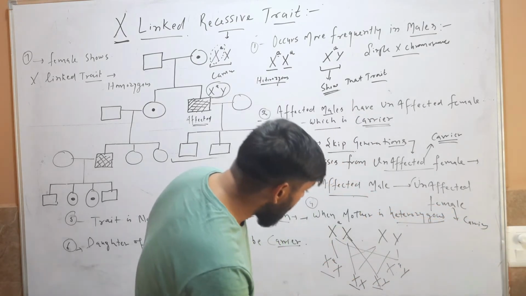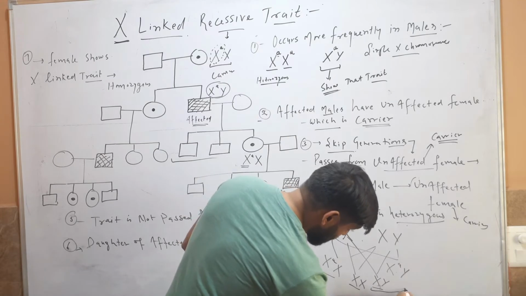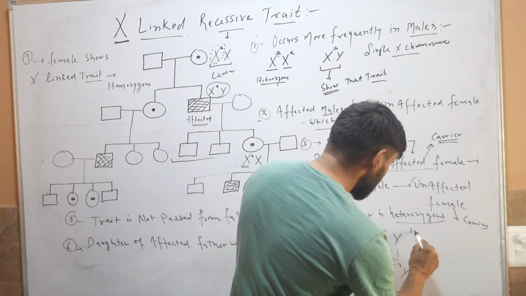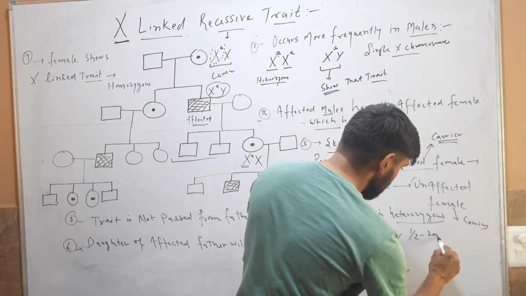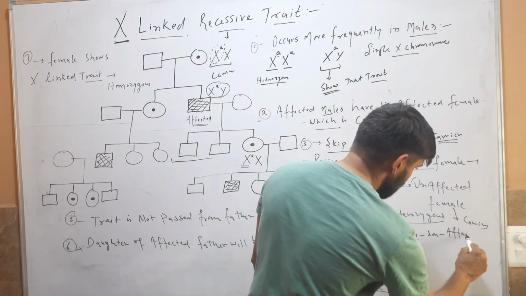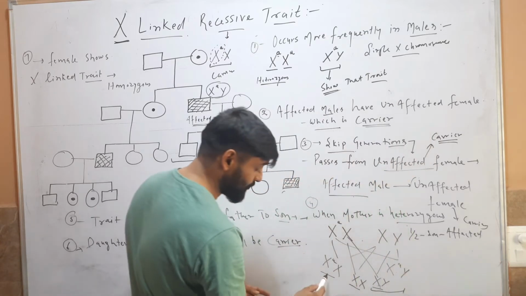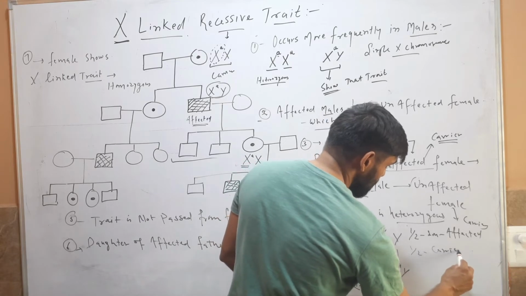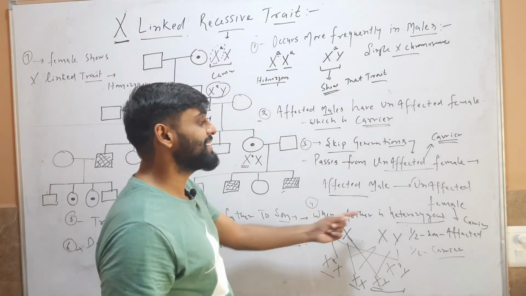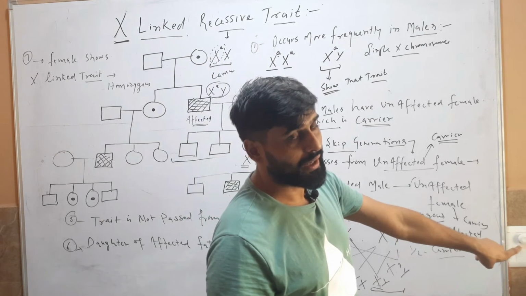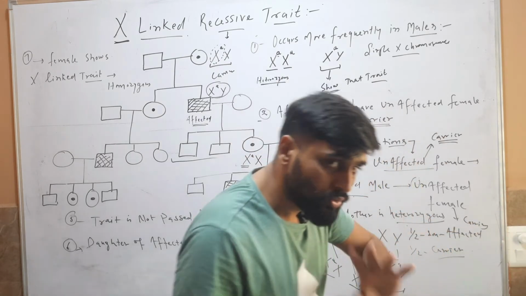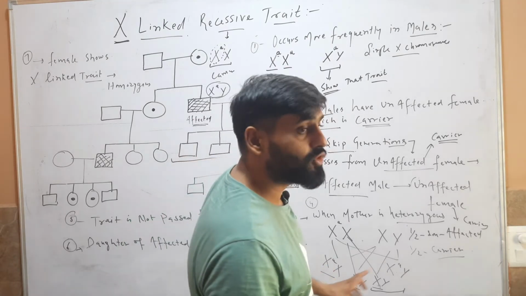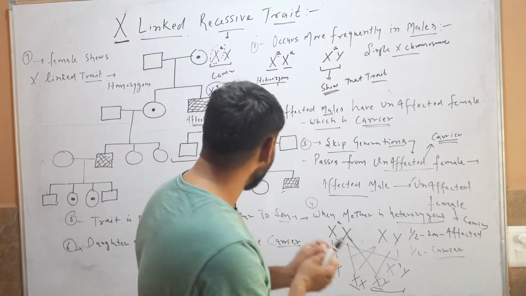have that trait, then half of the sons will be affected. It has two sons, and out of the two sons, one is affected. And it has two females, and half of the females will be carriers. So if the mother is heterozygous and the father is normal and does not have that trait, then half of the sons will be affected and half of the daughters will be carriers.